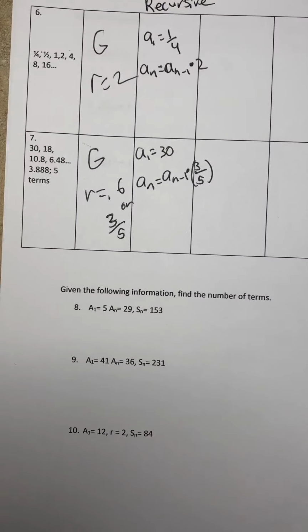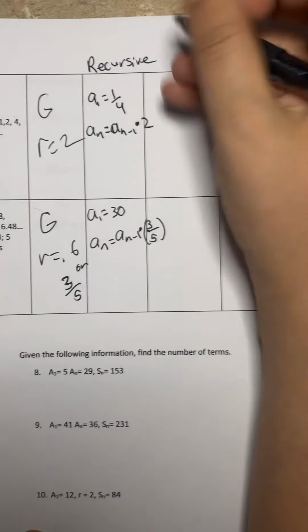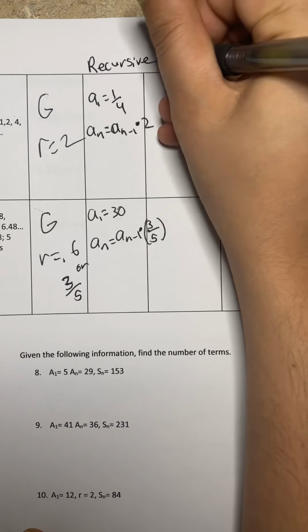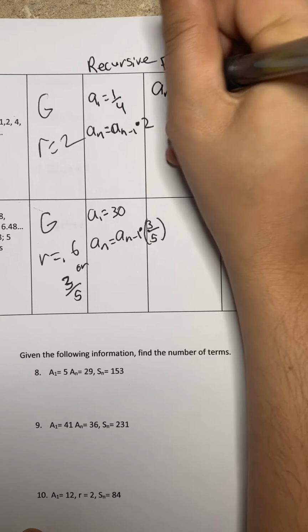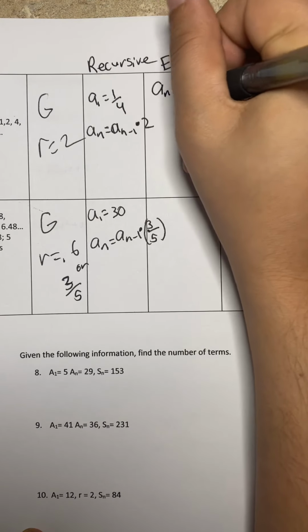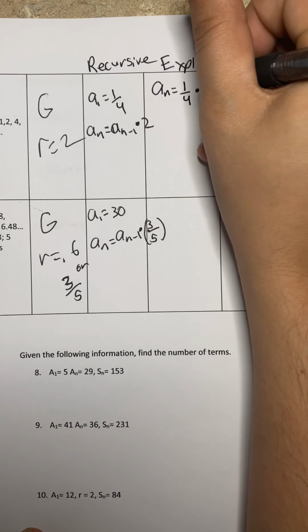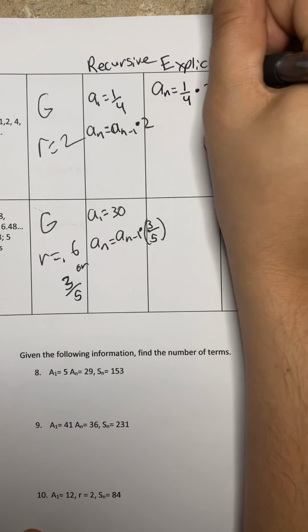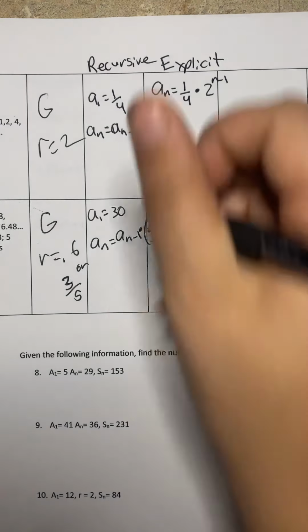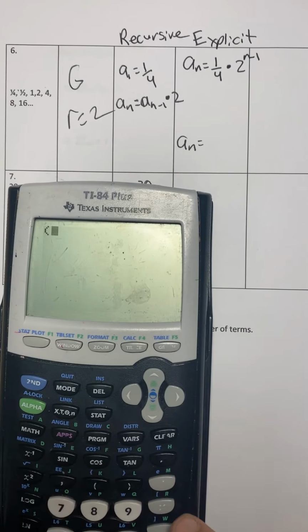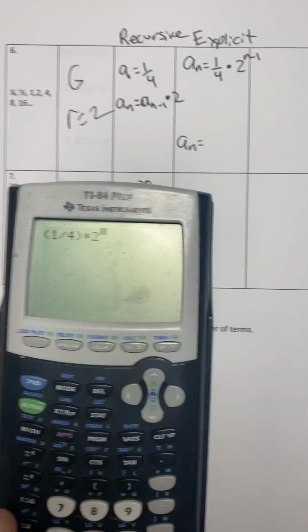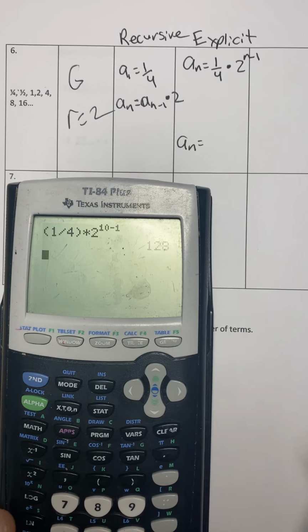All right, and then back on the last one. Again, it's our explicit. So that's a sub n is equal to our first term, 1/4, times our ratio, which is 2 to the n minus 1 power. So to get our 10th term, that's 1/4 times 2 to the 10 minus 1 power, which gives me 128.